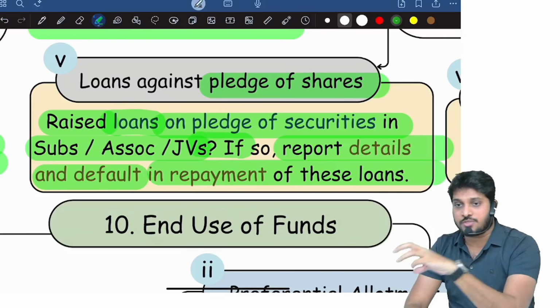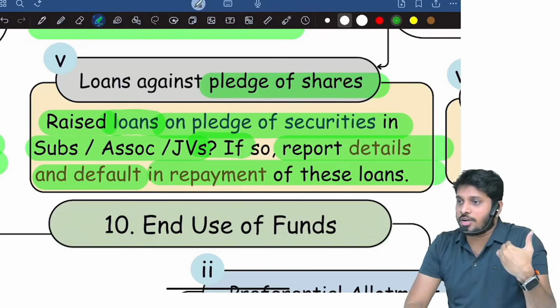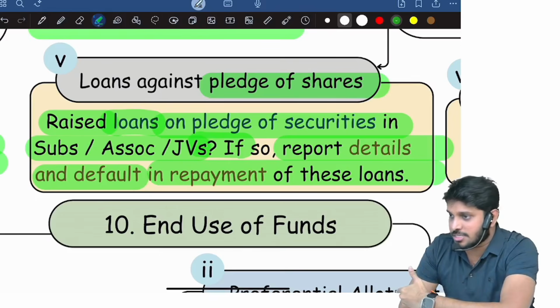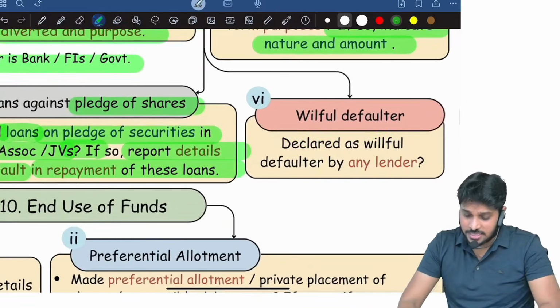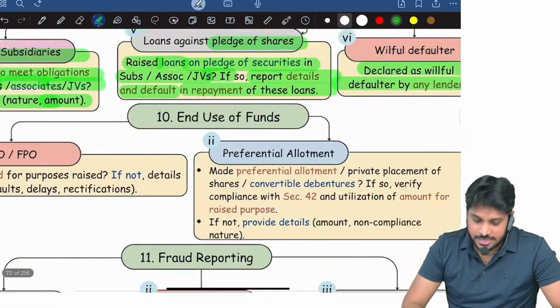If at all you kept subsidiary company shares in a bank and defaulted, you lose the subsidiary, you lose the holding company status. The bank will assume the holding company status temporarily. Yes or no? Next, whether the company is declared as a willful defaulter by any lender. Check it out. Next, end use of funds.